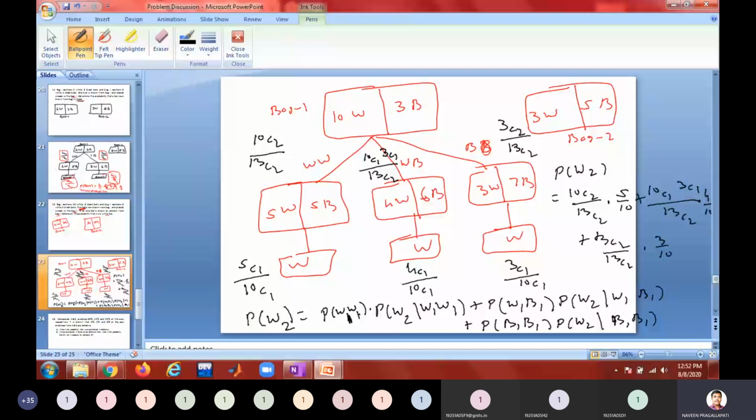So tree diagrams are your best friends. Whenever you have multiple cases, you just subdivide the problem. You just make it into a tree diagram and assign the probabilities.